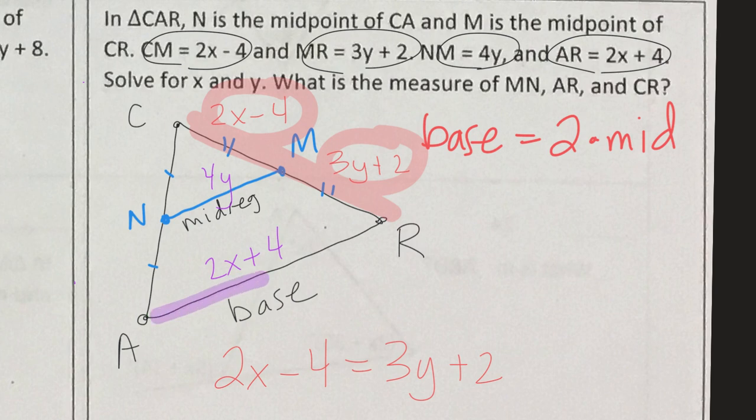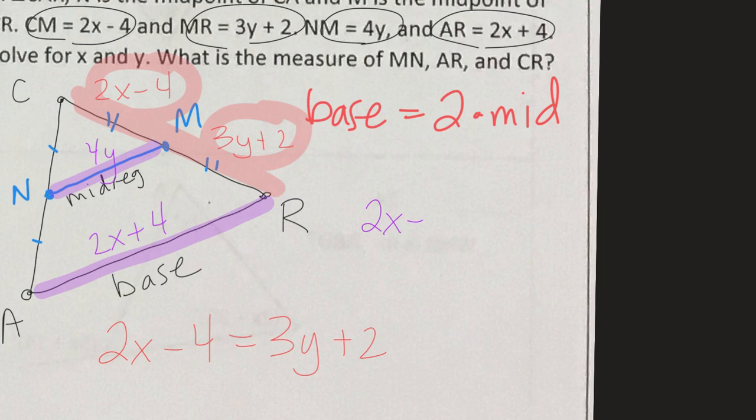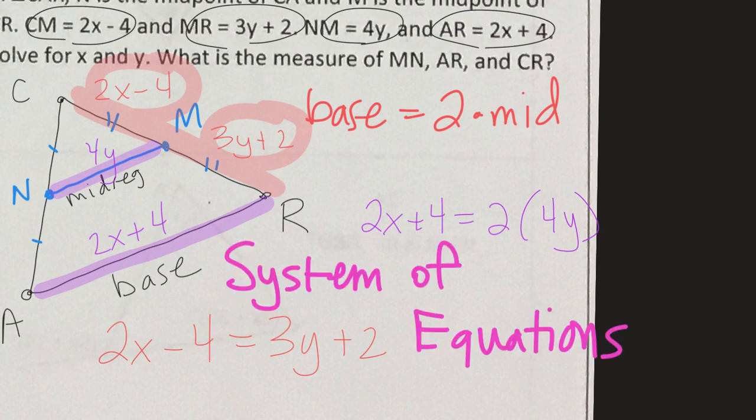Now this one, this is the base, and this is our mid-segment. So that has a different equation. We write base 2x plus 4 equals 2 times the length of the mid-segment, which is in this case 4y. Now examining these two equations, I see an x variable and a y variable, an x variable and a y variable. So we have two variables and two equations, and this is what we call a system of equations. And you'll solve a lot of these in Algebra 2.